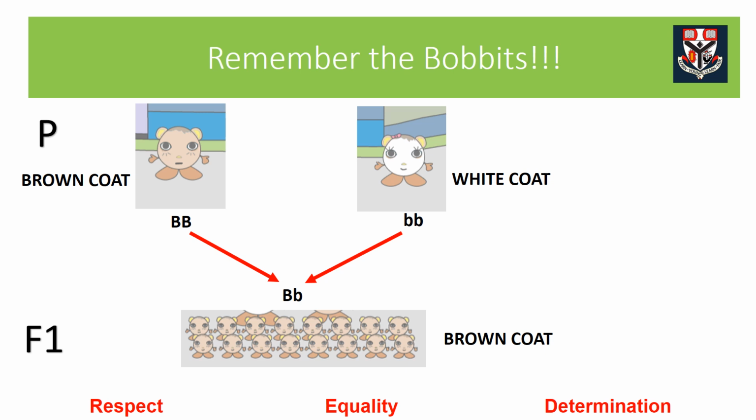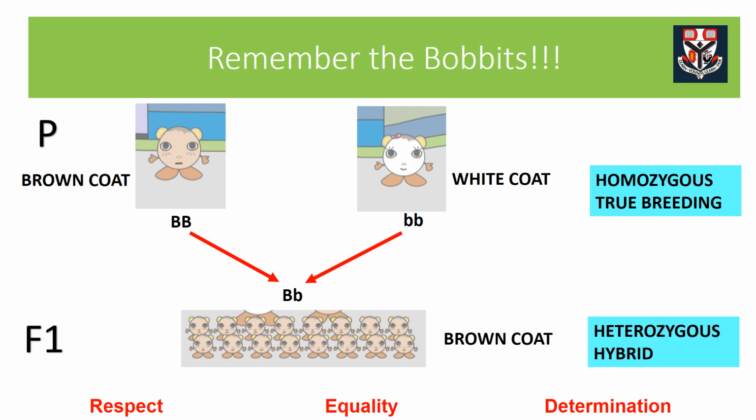Remembering back to last lesson, we had the bobbits. The parents were brown and white coats, and when they were crossed, they produced the F1, which all had brown coats. From this, we identified brown coat colour as being dominant, white being recessive, and we identified the parents as being homozygous or true breeding, with the offspring and their big B, small b genotype as being heterozygous or hybrids.